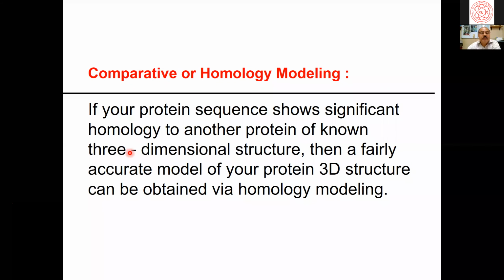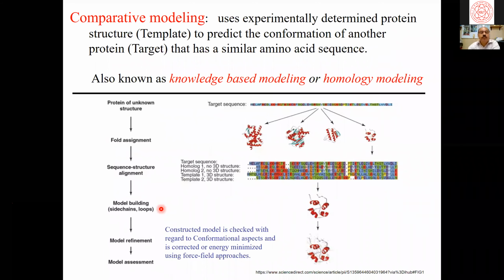Now suppose you have a protein sequence. If your protein sequence shows significant homology to another protein of known 3-dimensional structure, then a fairly accurate model of your protein's 3-dimensional structure can be obtained by this modeling approach. So what you do here, you use an experimentally determined protein structure and designate it as a template to predict the conformation of another protein, which you call the target, that has a similar amino acid sequence.